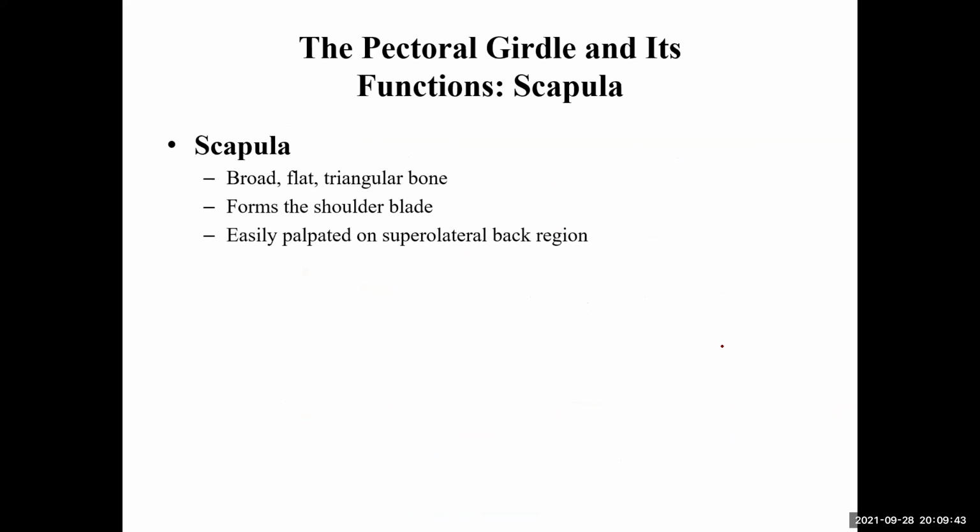Which brings me to the scapula. Hooray, scapula. All right, so the scapula is that triangular bone that sits on your back. We also refer to it as the shoulder blade. It is another flat bone.